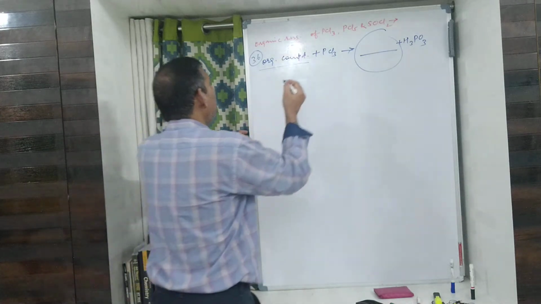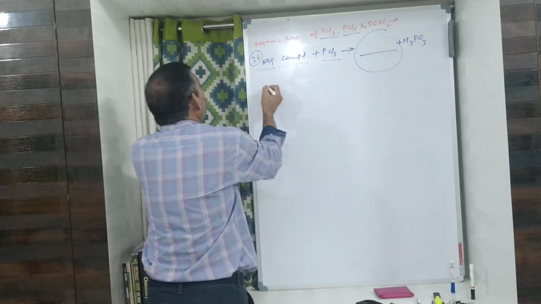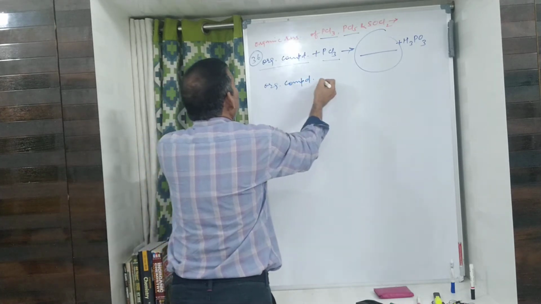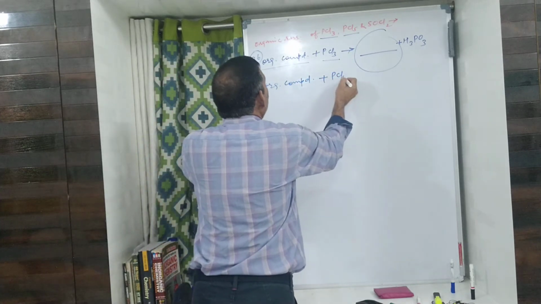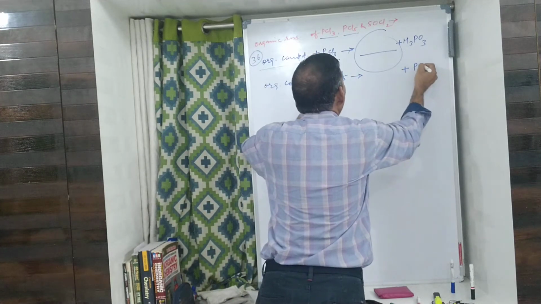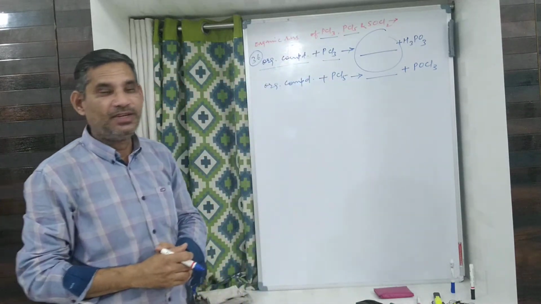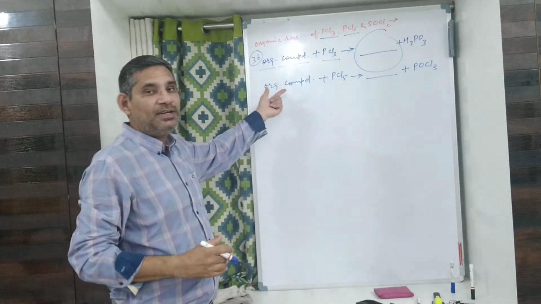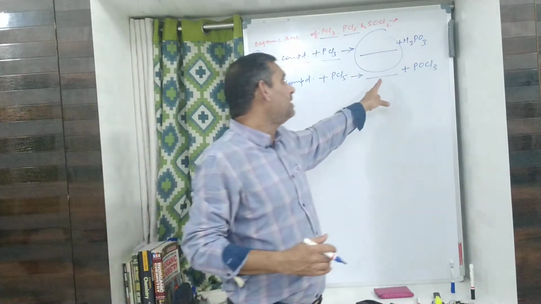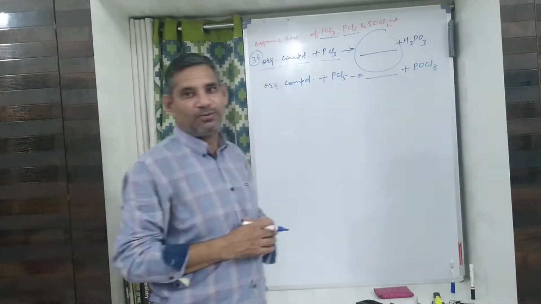Once again, instead of taking PCl3, I will be taking the next one, PCl5. Whenever any organic compound reacts with PCl5, the product formed will always be this compound plus POCl3, that is phosphoryl chloride.